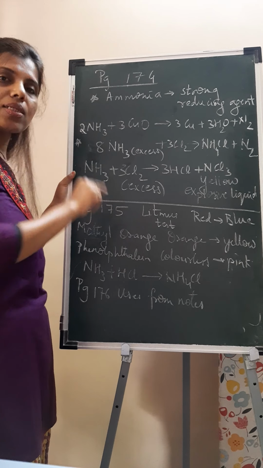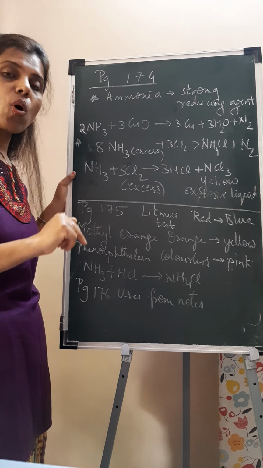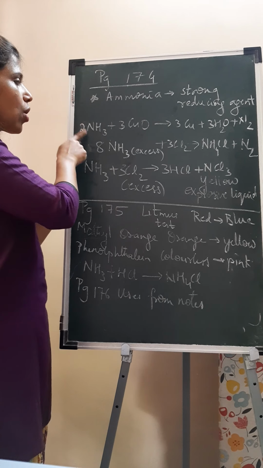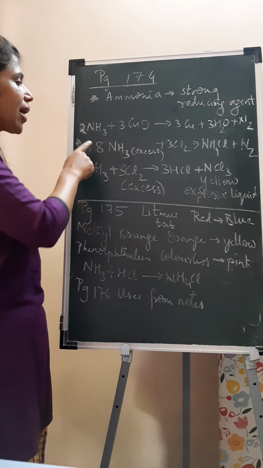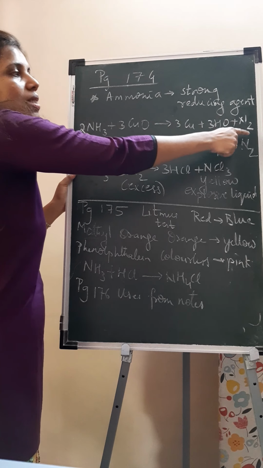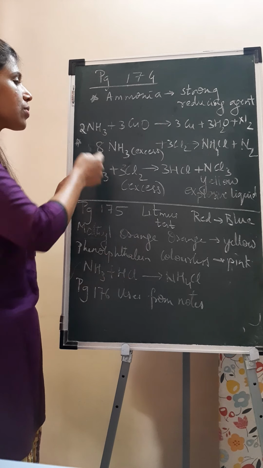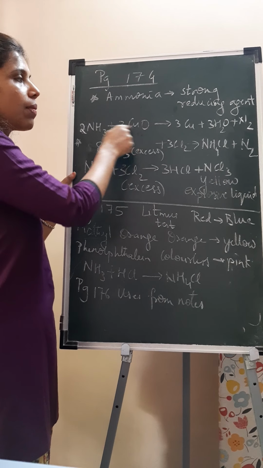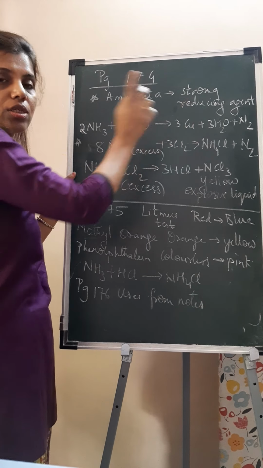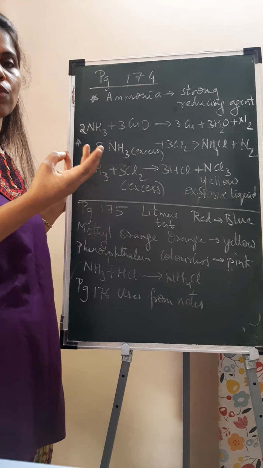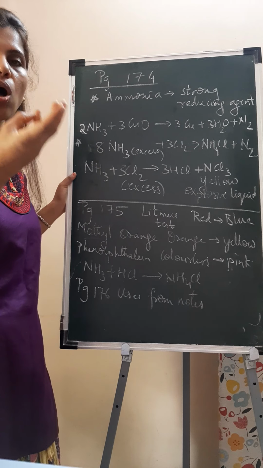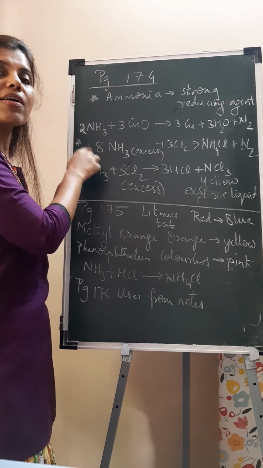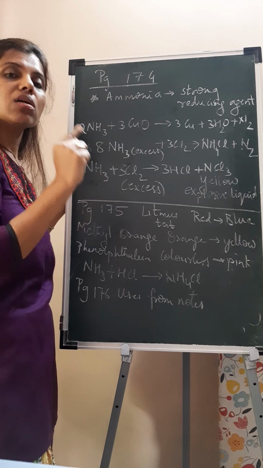Now as this is a reducing agent, it will undergo oxidation. Oxidation means removal of hydrogen. So from ammonia, hydrogen will be separated and nitrogen will be left. So one compound is nitrogen. The hydrogen which is separated from ammonia will combine with this oxygen and form water. This is how you have to remember the products formed: copper, nitrogen and water.